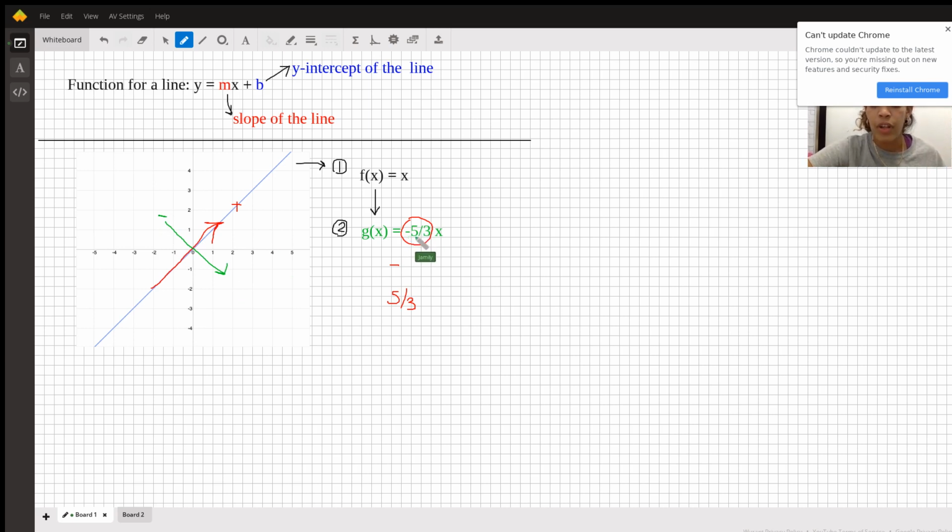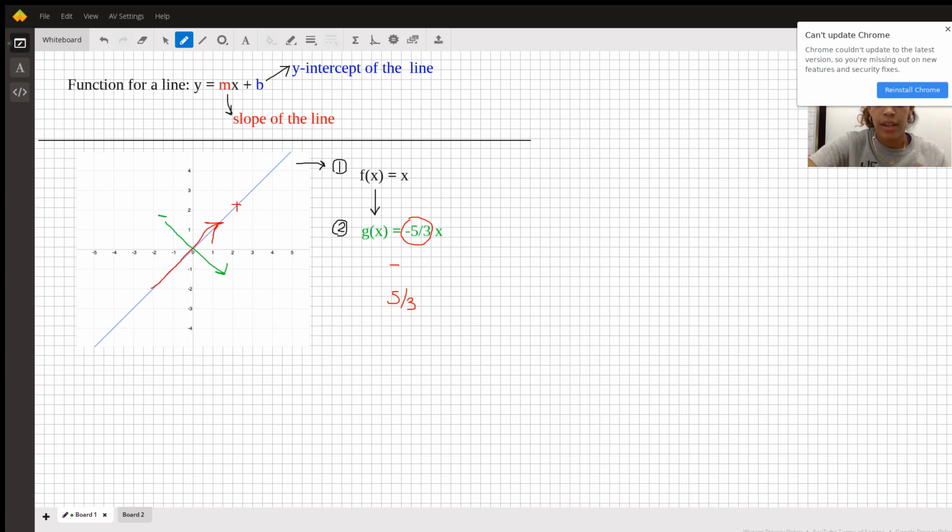Now that 5/3 indicates how extreme the slope is going to be. So is it going to be super steep? Is it going to be not so steep? You know, would you be able to slide a lot or a little bit? And that's what that number tells us. I can get more into that later. But let's take a look at what those two lines look like.